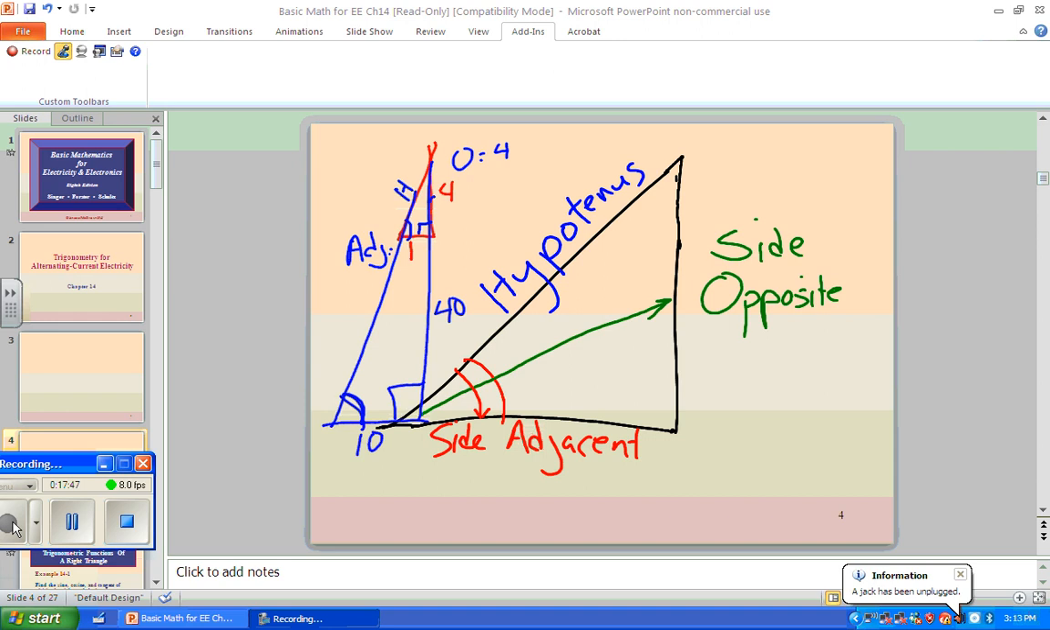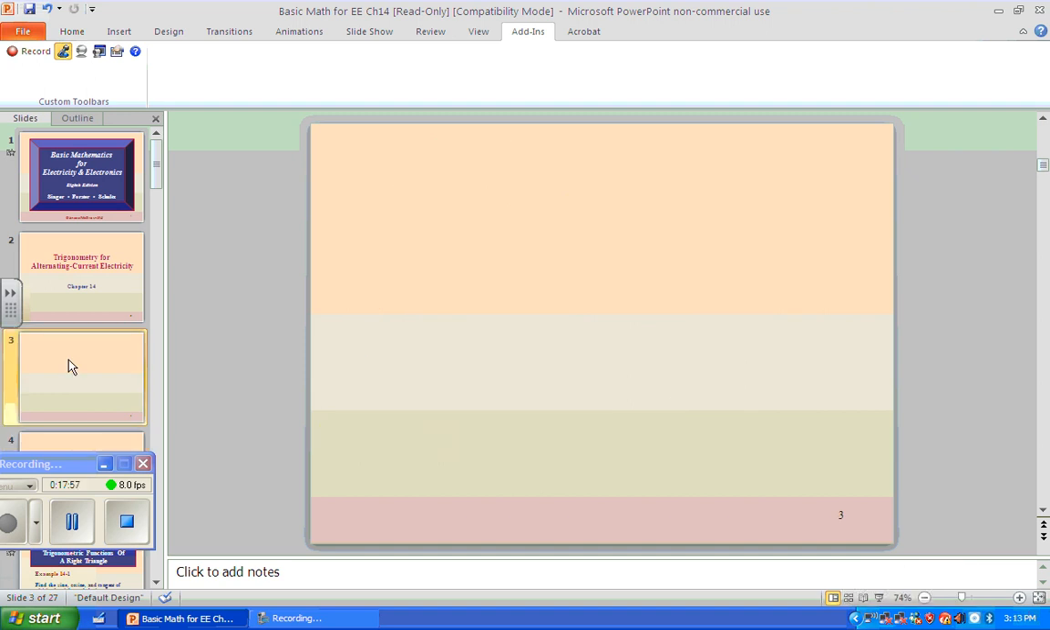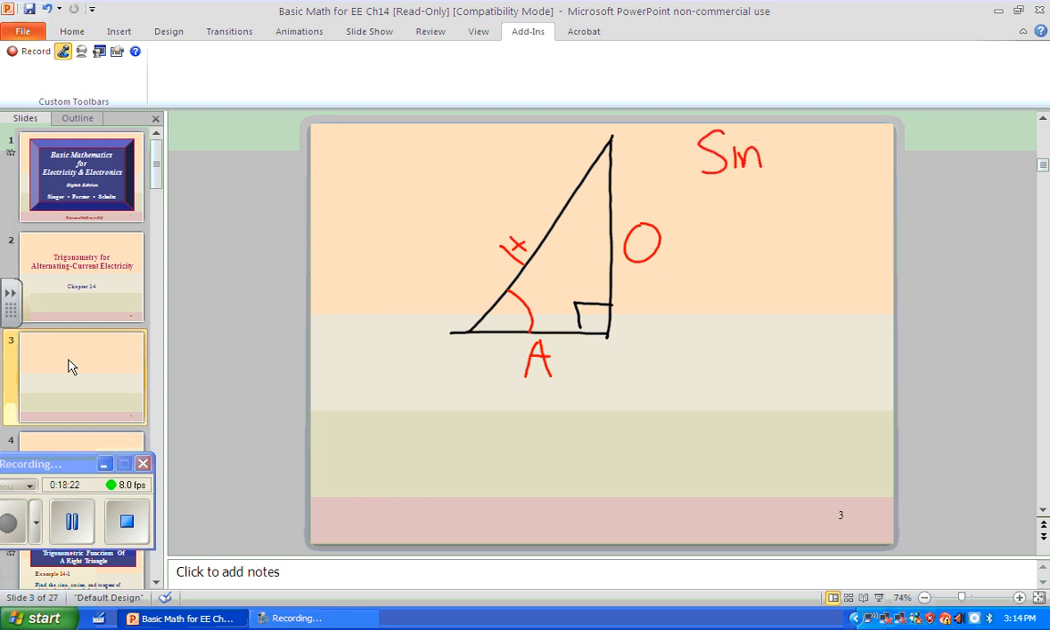Okay, now let's just look at what that means for each angle. Let's draw our little triangle again. We've got a right triangle here. We've got an angle over here. So now we have the hypotenuse here, the side opposite over here, and the side adjacent here. Now let's look at what the sine is. The sine is O over H, the opposite over the hypotenuse.